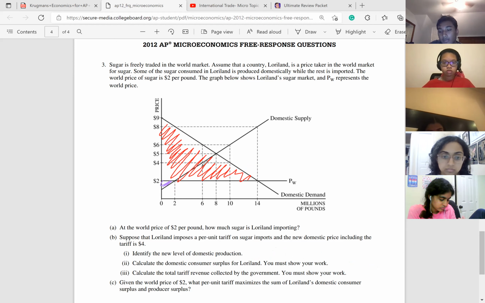So in reality, the real answer is $0 because whenever we place a tariff, remember how much the consumer surplus decreased, and then we were left with deadweight loss in the middle along with tariff revenue. So ideally, the answer should be $0. So that's all for the FRQ for world price.